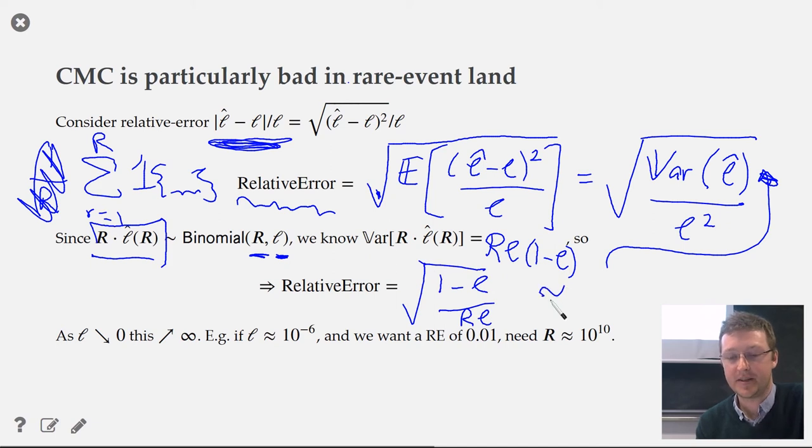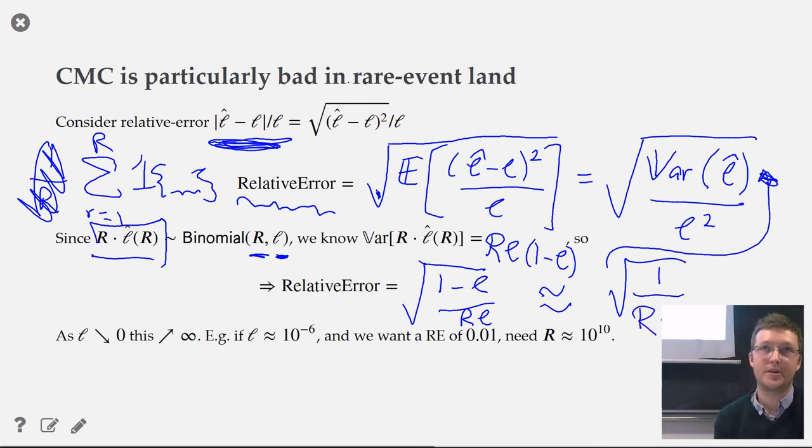And if you're looking at situations where L is extremely small, then the 1 minus L is approximately the same as just 1. So you can say your relative error is approximately the square root of 1 on R times L, the true value. So this is not good news if you're trying to estimate these rare events. In the limit, when the event becomes rarer and rarer, L goes down to zero, and then your relative error, because L is on the denominator here, just goes up to infinity, for a fixed number of replicates R.